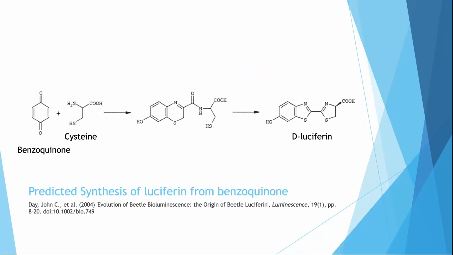This is the predicted synthesis of luciferin from benzoquinone. It was an early attempt of the synthesis of luciferin in vitro, which can be used as a model for the synthesis of luciferin in vivo in the living organisms, but it is not proof of how it is actually synthesized in the firefly and in the beetle. This synthesis was predicted based on the possibility of quinones being present in the beetles, as they're used in their defense secretions. In this example, benzoquinone reacts with cysteine to create luciferin.